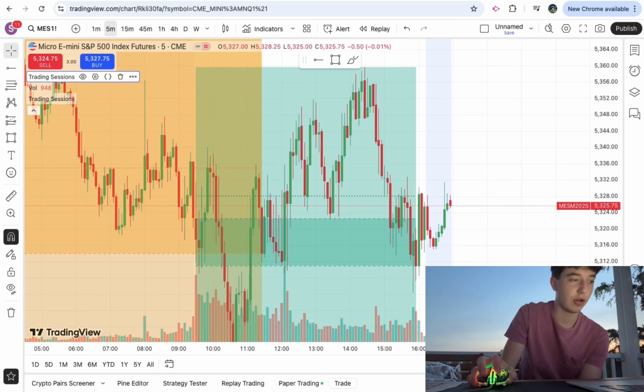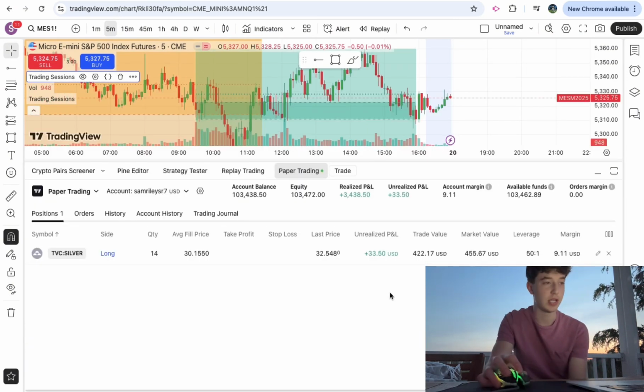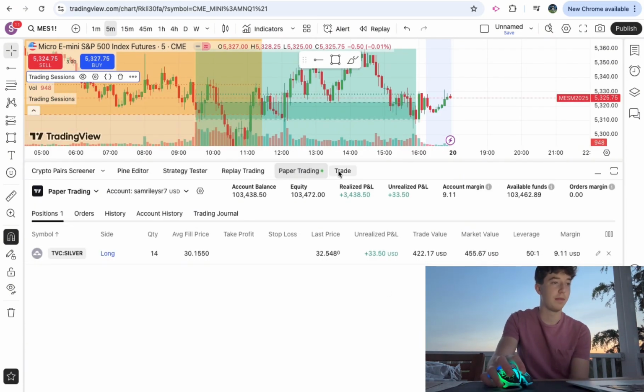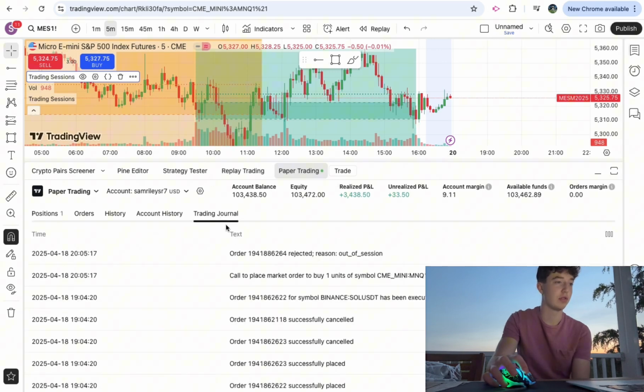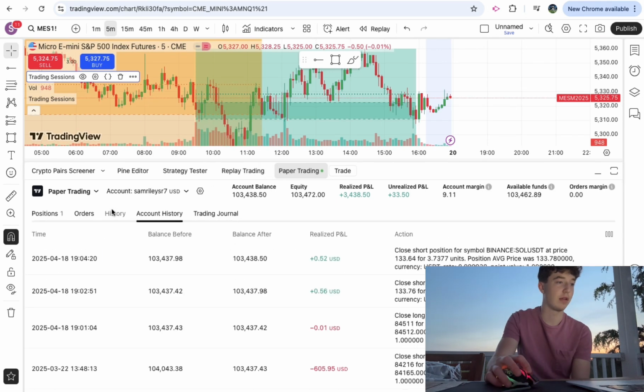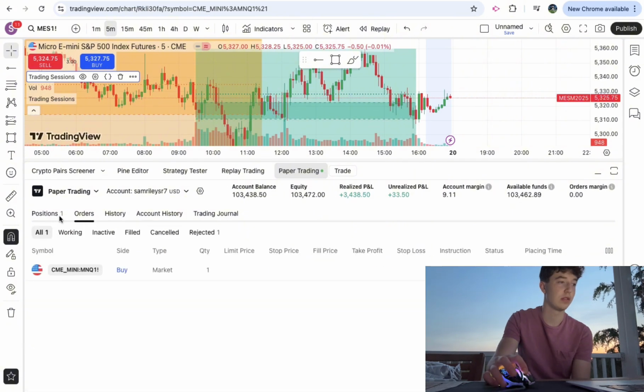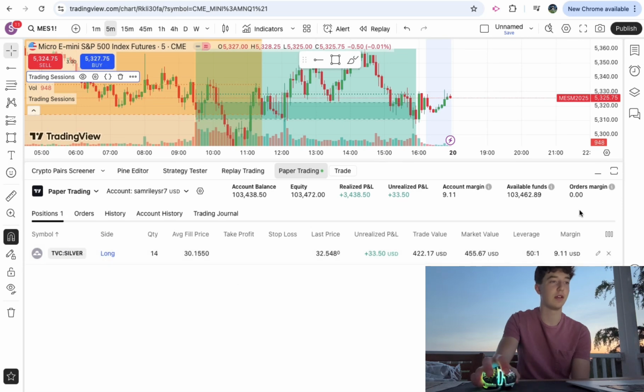Yeah, when you are trading, you can obviously see your account history. If you just go to Trading Journal, account history, orders. This is just me messing about, but you can do all this stuff.